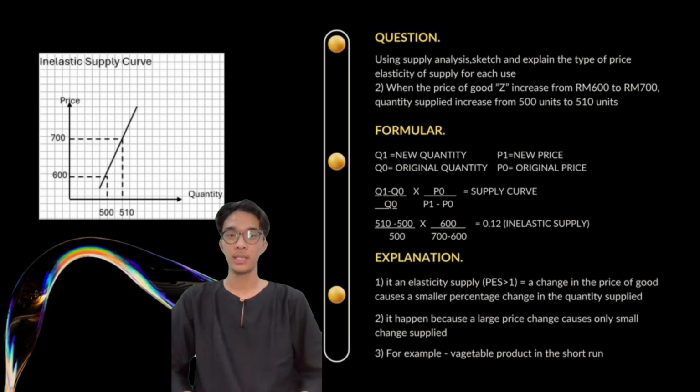For the explanation, it is an inelastic supply, smaller than 1. A change in the price of the good causes a smaller percentage change in the quantity supplied. It happens because a large price change causes only a small change in supply. For the example, vegetable products in the short run.